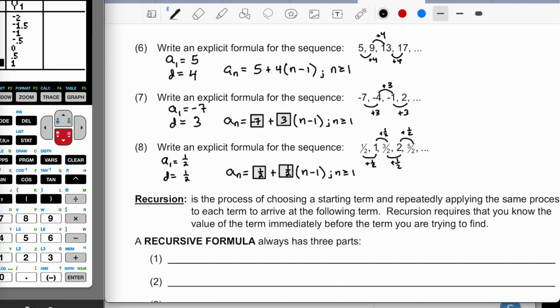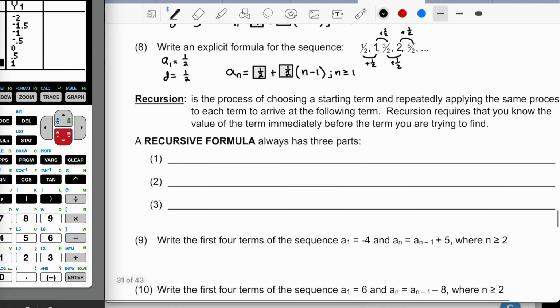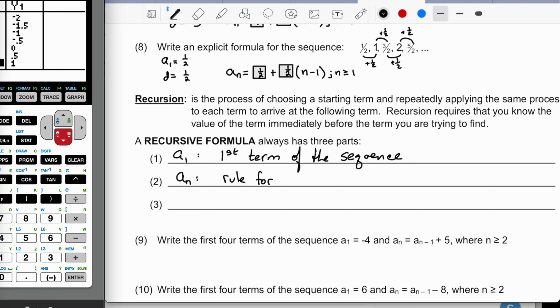The 3 parts of a recursive formula are, well, you can see it in the example here. The initial value, so the first term of the sequence, all right, then a sub n, which represents the rule for the sequence, that's the rule that'll give you any term of the sequence depending on what n is, all right? And then the last thing would be the domain. And that domain applies to the n value.